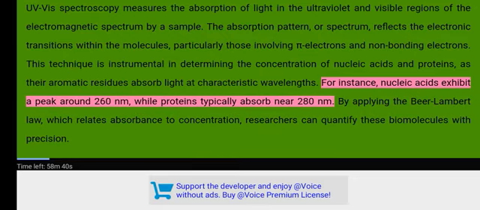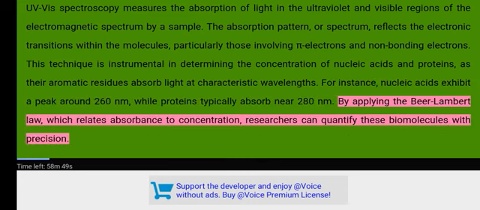For instance, nucleic acids exhibit a peak around 260 nanometers, while proteins typically absorb near 280 nanometers. By applying the Beer-Lambert law, which relates absorbance to concentration, researchers can quantify these biomolecules with precision.